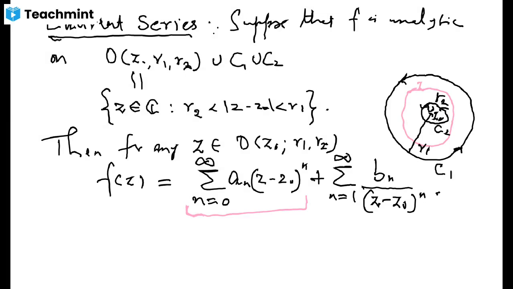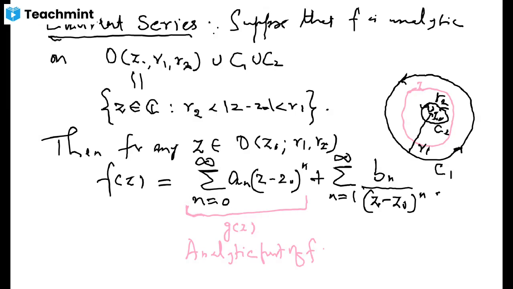That means this part of the power series represents some function, let it be g of z. You know that a function represented by a power series has to be analytic. This function is analytic inside the circle C1. It has no problem anywhere in the circle C1. This part is also known as the analytic part of F.